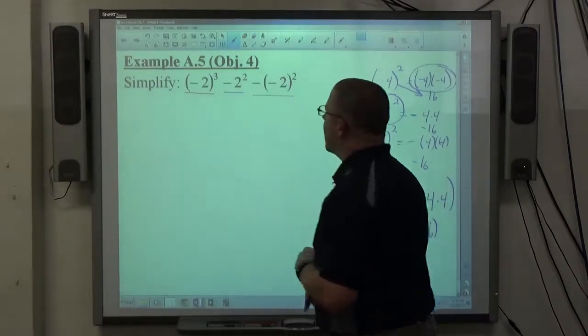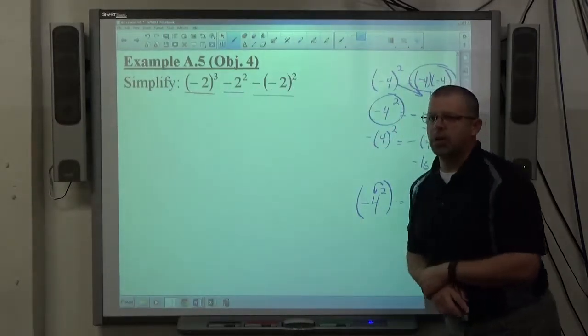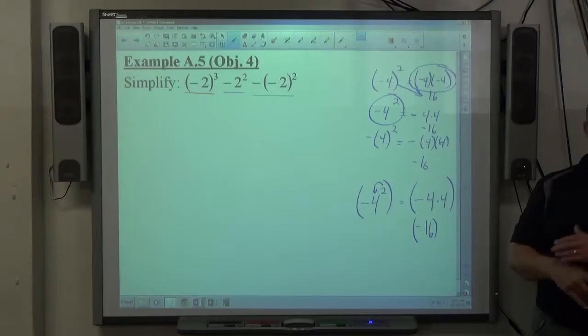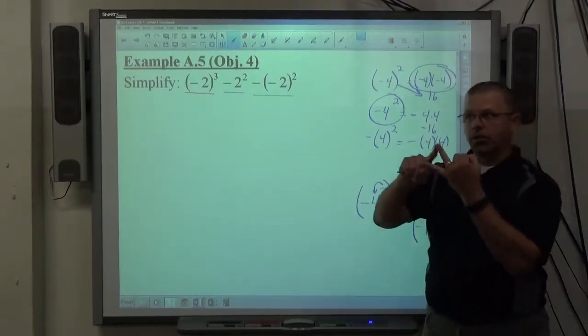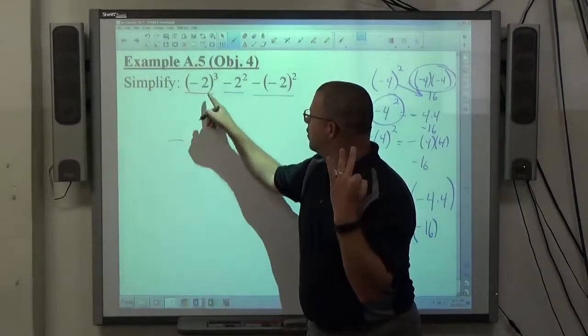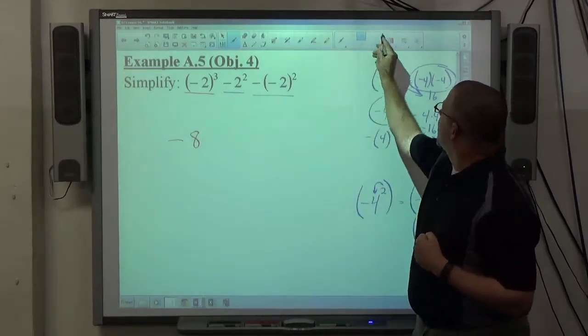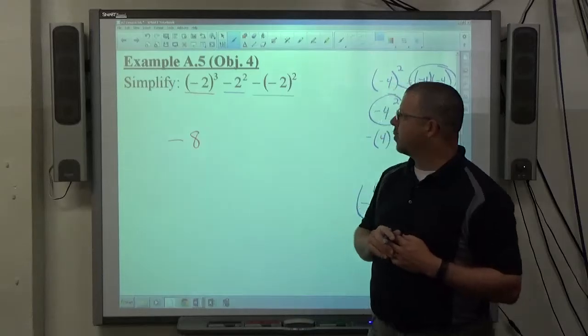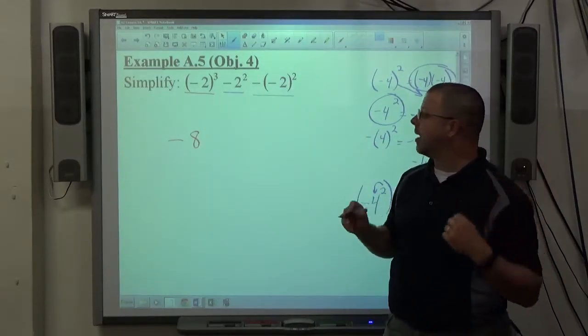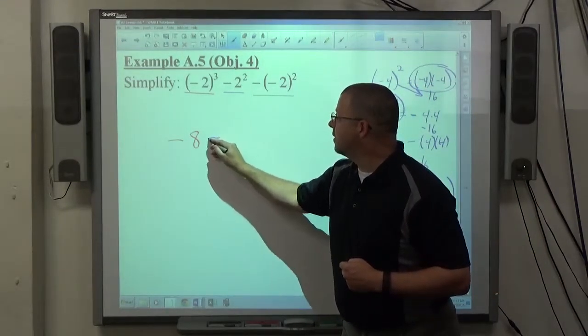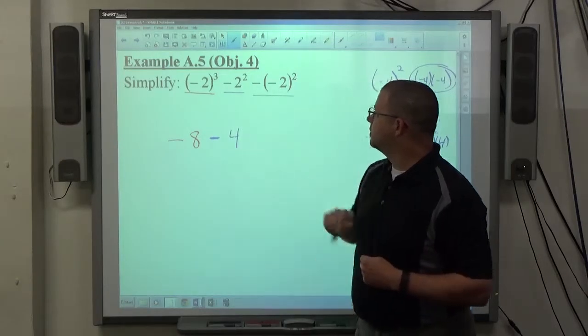So if we take a look at negative 2 in parentheses cubed, what's being cubed? The negative. The negative and the 2, right? So that's a total of 3 negatives, which makes a negative result. 2 times 2 times 2 is 8. Second piece, minus 2 squared. What's being squared? The 2, not the minus sign, right? So it's still subtraction. 2 times 2 is 4.